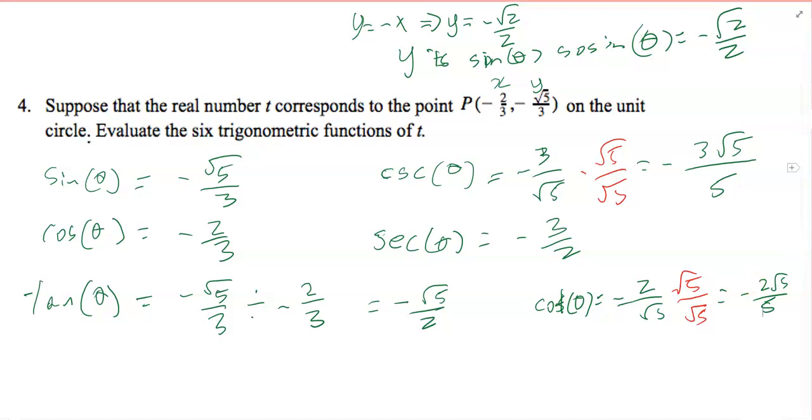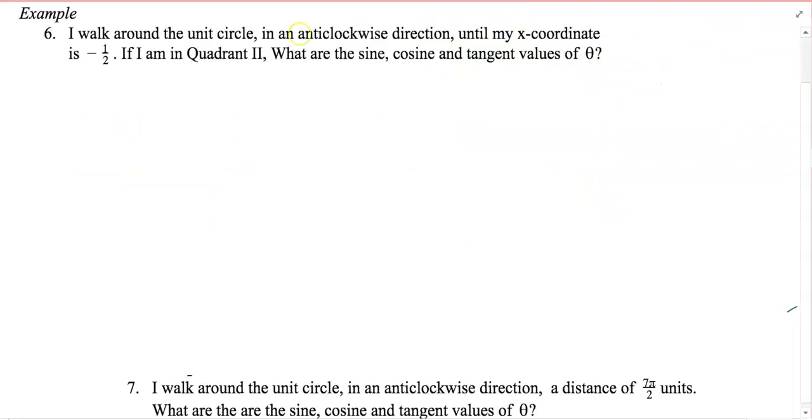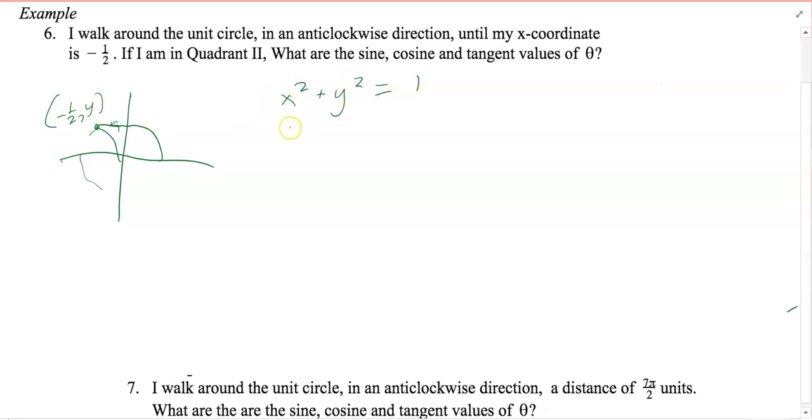Let's look at another example real quick. If I walk around the unit circle in an anticlockwise direction, and my x-coordinate is negative 1/2. So there I go, negative 1/2 and the y. And we know that x squared plus y squared is equal to 1. So negative 1/2 squared plus y squared equals 1. So 1/4 plus y squared equals 1. So y squared will be equal to 1 minus 1/4. It's going to be 3/4.